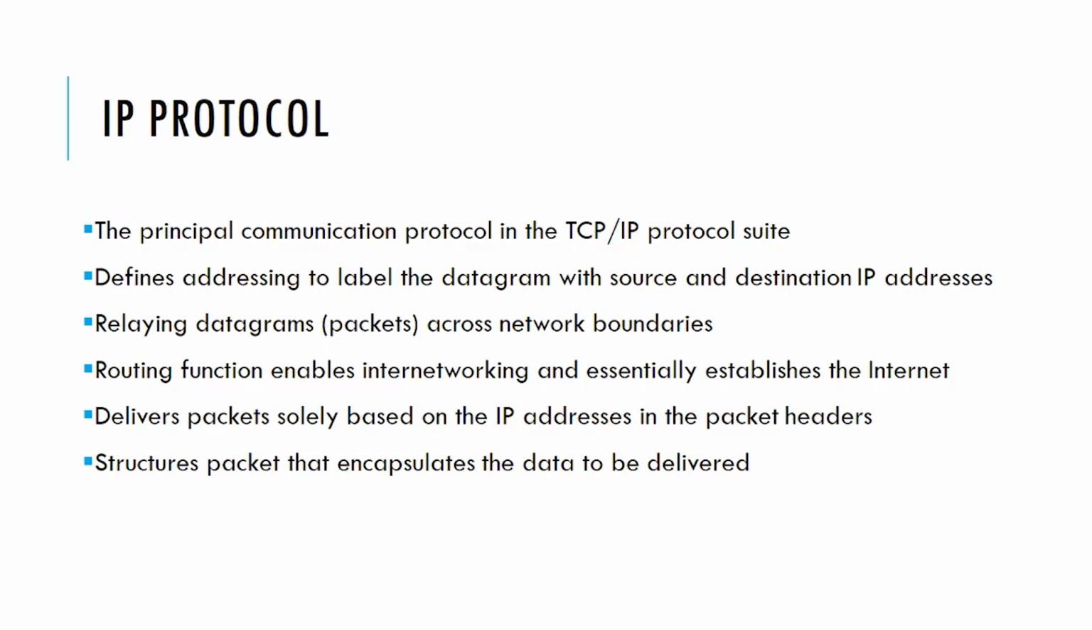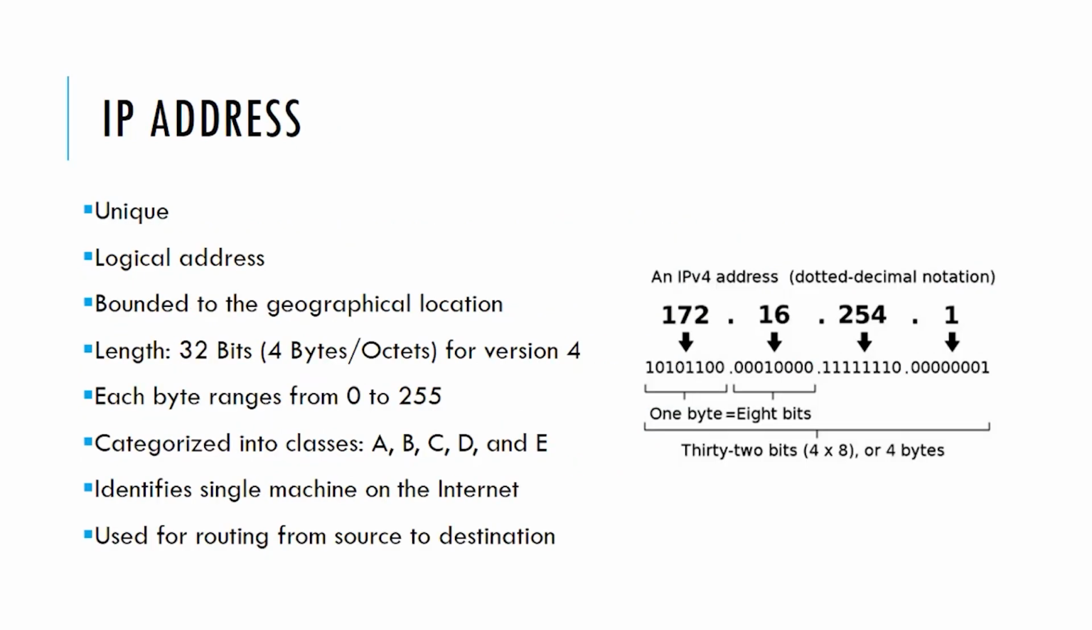This routing delivers packets solely based on the IP address in the packet header, solely based on the source and destination IP addresses that are added at the network layer in the form of a header to the data in this layer. The IP protocol structures packets and encapsulates the data with the source and destination IP addresses to be routed and delivered over the network. What is the IP address?